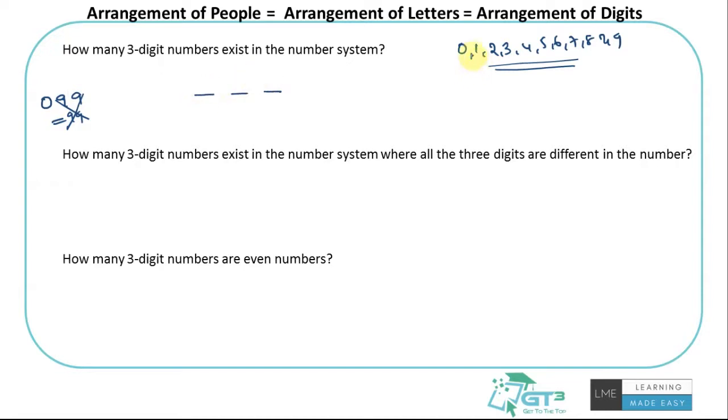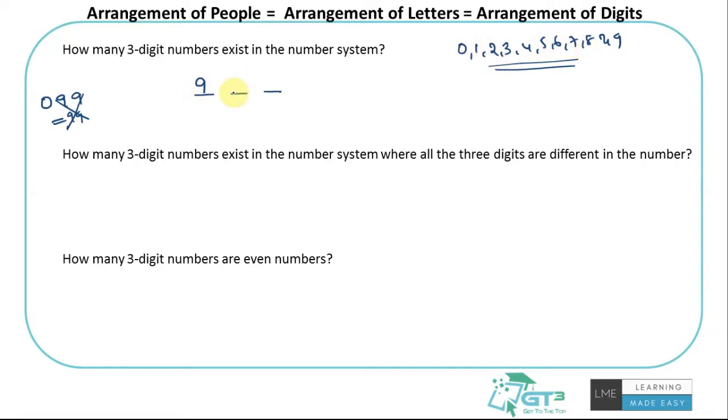It can start with any other number: 1, 2, 3, 4, 5, 6, 7, 8, 9. Anything is fine. So I have 9 options for this, right? Because I cannot put 0 as my starting digit, I cannot consider that to be an option. So leaving that, there are 9 options.